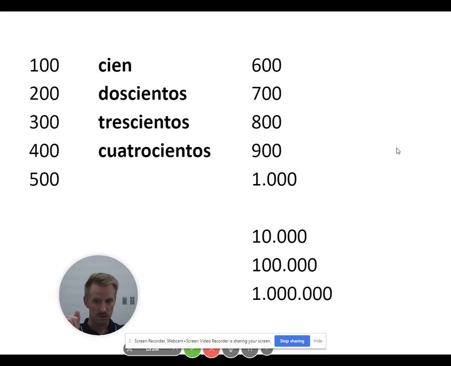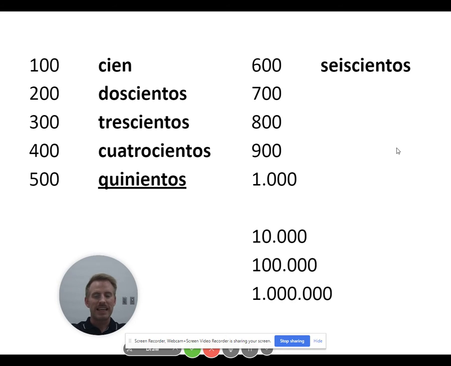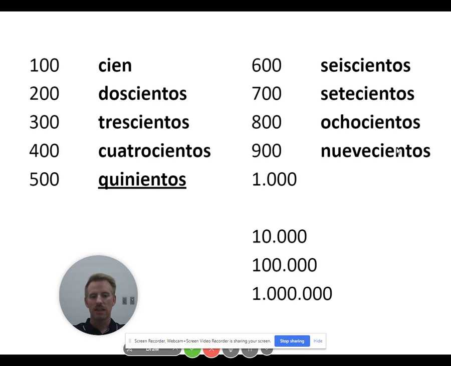Cuatrocientos. Ahora, 500 es diferente. Repita clase conmigo. 500. Es diferente. 600, 700, 800, 900 y 1000. Clase, no es un typo, no es un error.